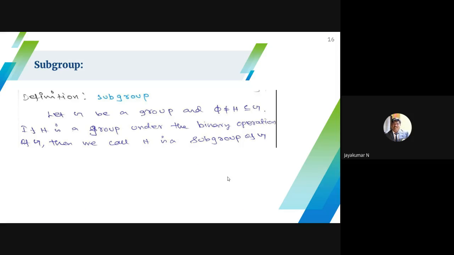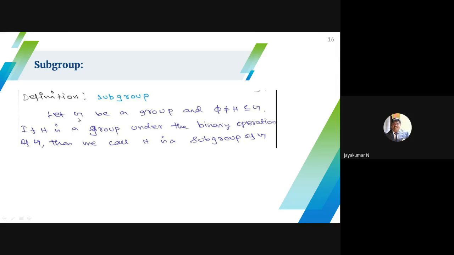Subgroup. What do you mean by subgroup? Let G be a group and H is a subset of G which is non-empty. So group means you have to choose non-empty, and subgroup means that is also non-empty. If H is a group under the binary operation of G, one thing you have to keep in your mind: subgroup means the same binary operation of G for H also.